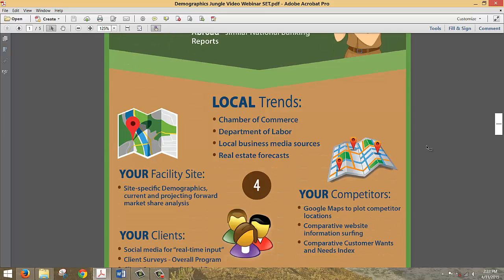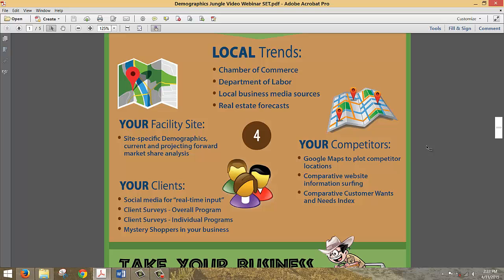And then local trends, and at the local level you can gather most of your competitive information from the Chamber of Commerce, the Department of Labor, real estate forecasts, your facility, and very site-specific demographics, which Third Level Consulting does produce for our clients. Every year you have the right to ask for an annual update, very detailed demographic maps and trend information. Pay attention to your own clients inside your own facility and figure out different ways to survey. And then, of course, your competitors, paying attention to what they're doing.